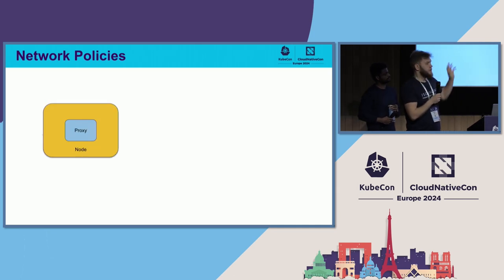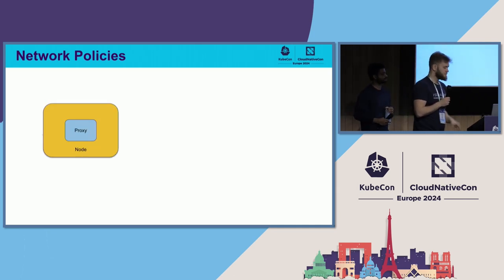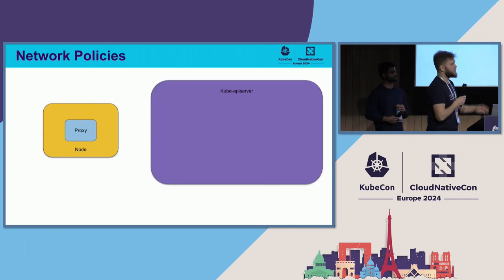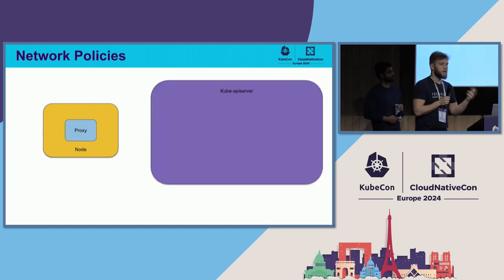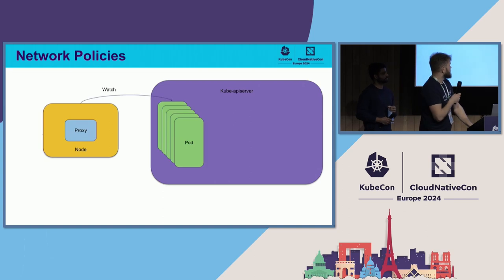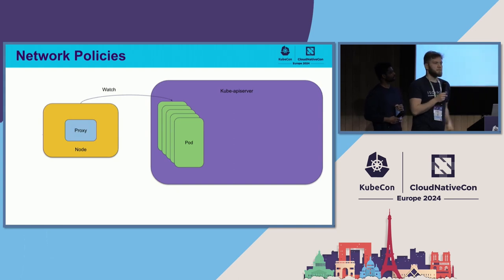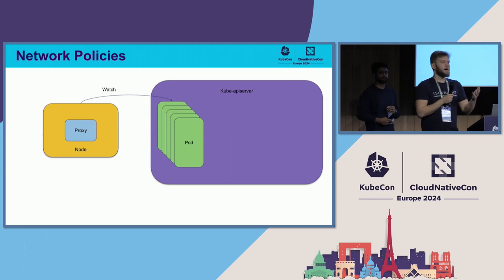Again, let's say we have some kind of proxy running on the node, and we said that we need to be aware of the labels of the pods. So the obvious thing would be to just watch all the pods and get all the updates of pods so we are aware of their labels. But the issue with that is that pods are being updated quite often, and there is no easy way to filter what updates we are receiving.